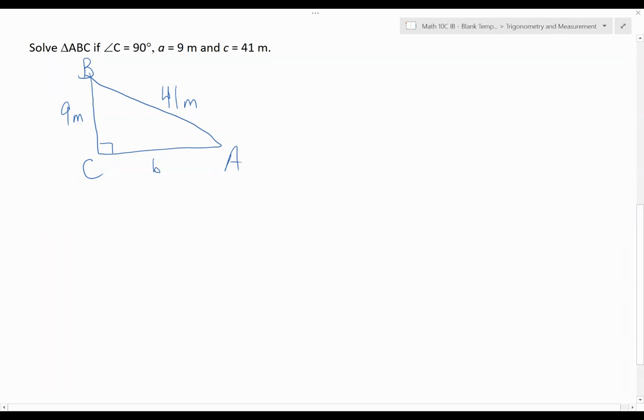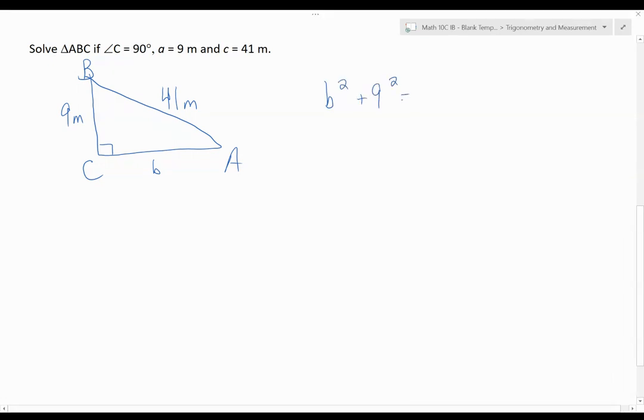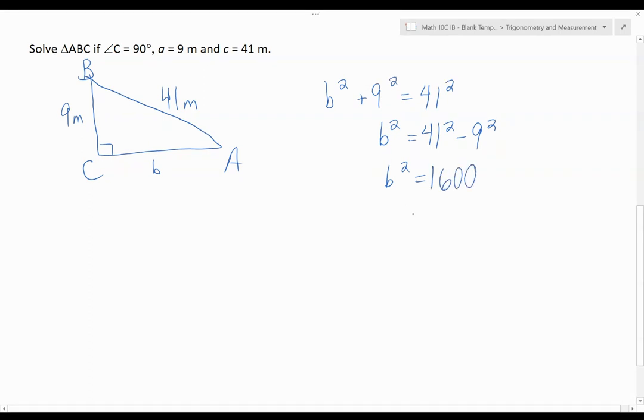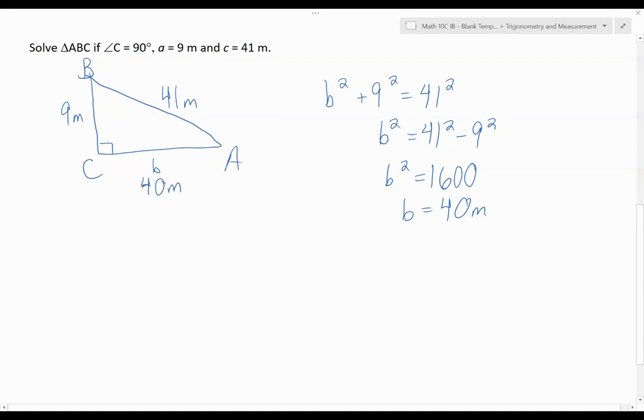Well, I can find that one side first using the Pythagorean theorem. So b squared plus 9 squared equals 41 squared, which when we solve this means b squared equals 41 squared minus 9 squared, and 41 squared minus 9 squared is 1600. So when we take the square root of that, we get b equals 40 meters. So that is all the sides now known.